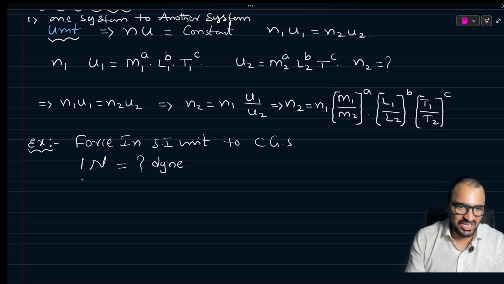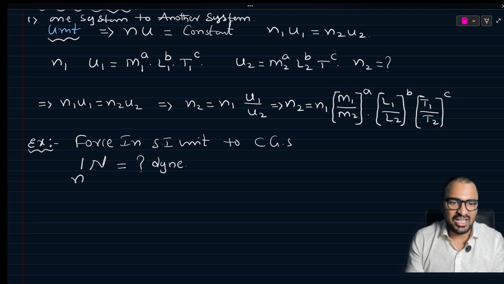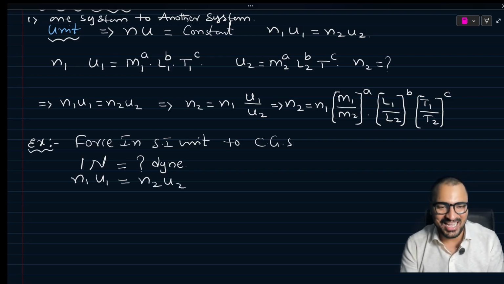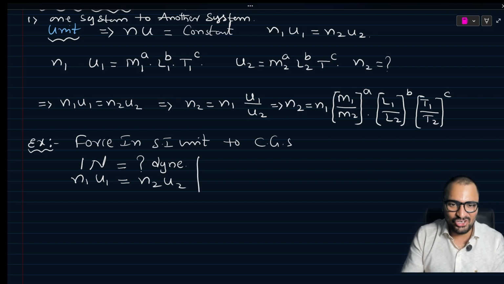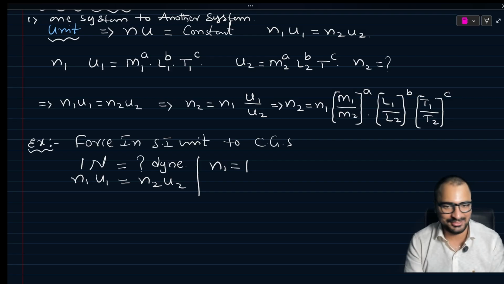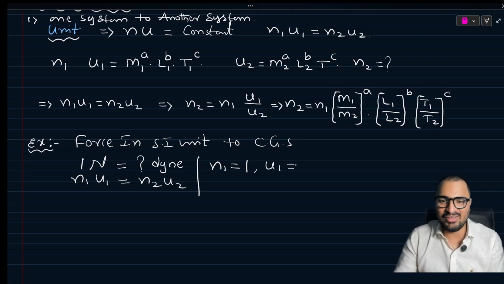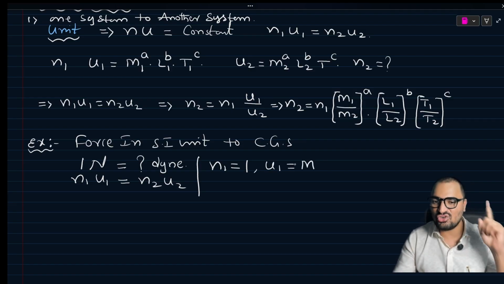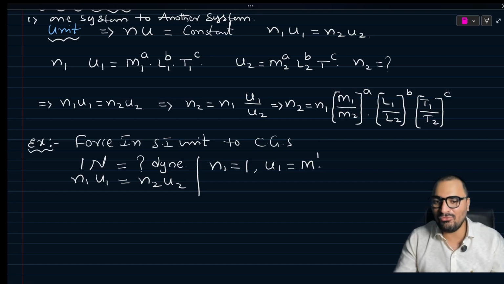Right. So here this equation in the form of N1 U1 is equal to N2 U2, right? That means the value of N1 is equal to, I can write numerical value 1, and the value of U1 is equal to, you can write, what is the dimensional formula of force? M1 L1 T minus 2, M1 L1 T minus 2.